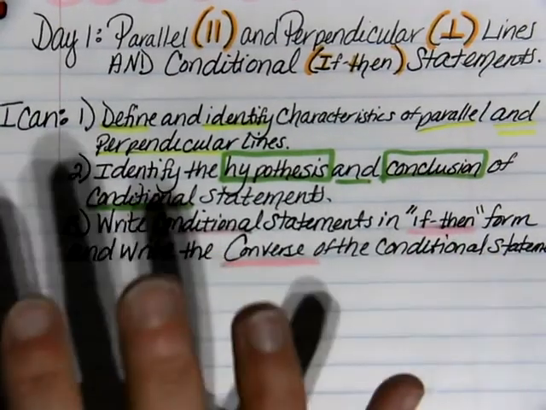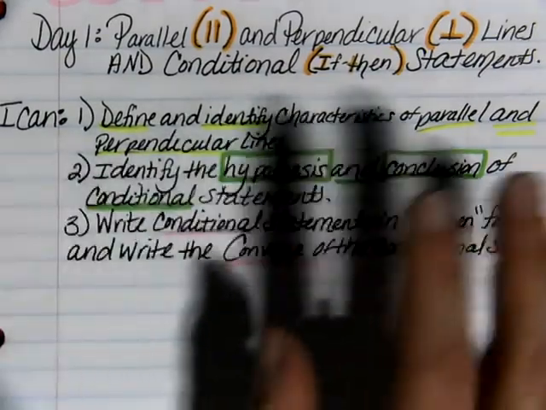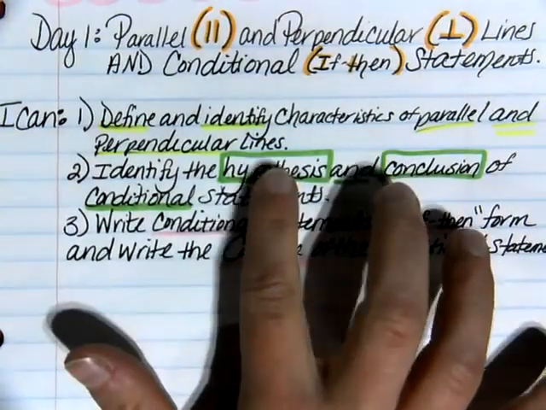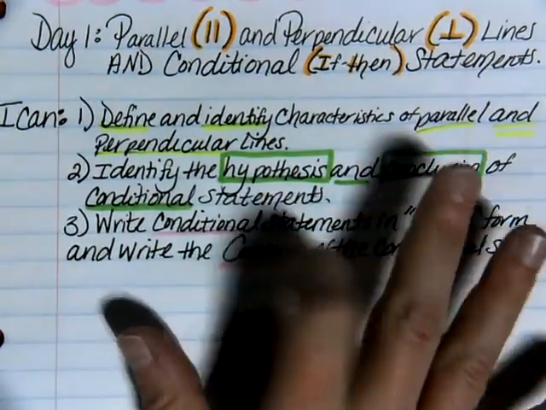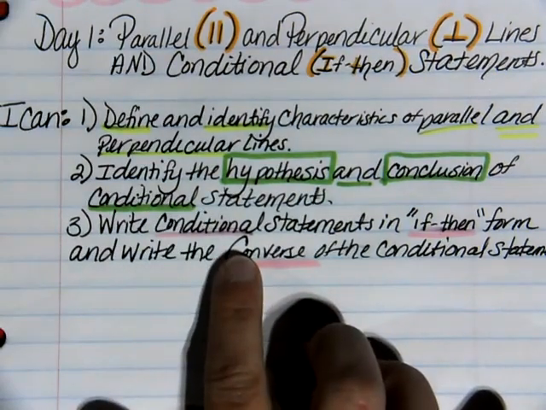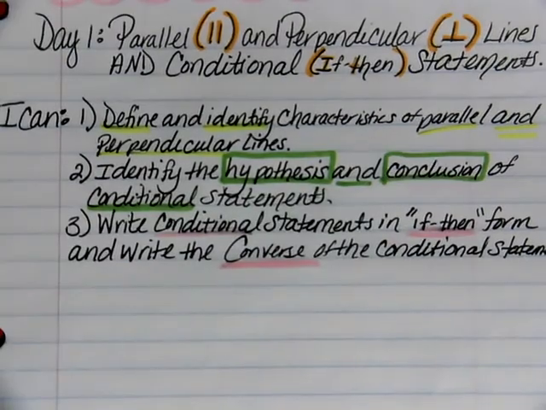So we're going to learn a lot of vocabulary words in this lesson. We're going to learn more about parallel and perpendicular lines, hypothesis and conclusion, conditional statement, converse of a conditional statement, and what if-then form actually looks like.